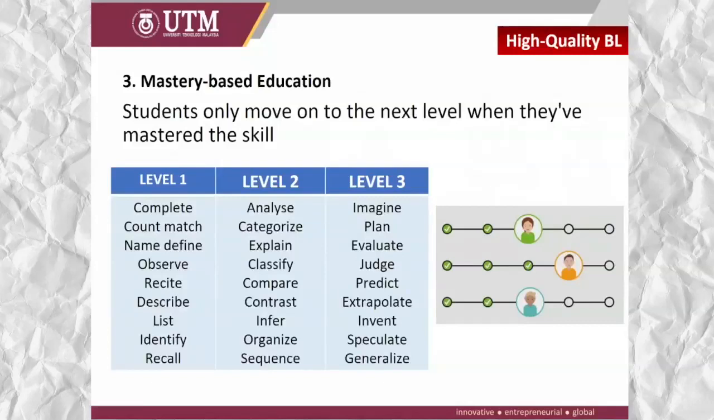And then the third element is mastery-based education. So you recognize their achievement and improvement. Students are able to move on to the next level when they have mastered certain things. So they can tell if they are making progress or not. So these kinds of elements also need to be in the learning process.